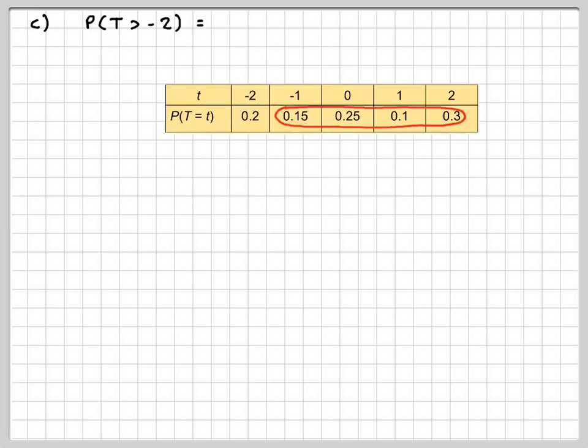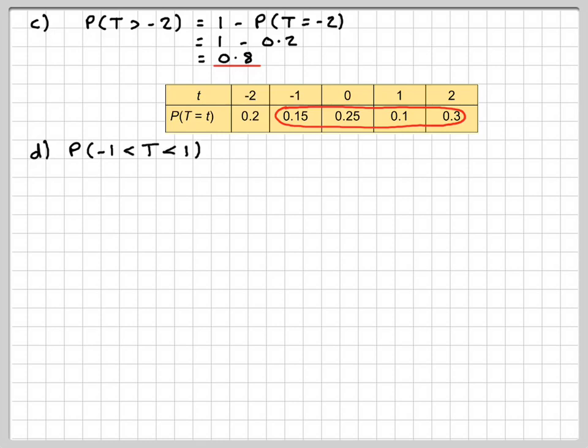The probability that t is greater than -2 is going to be all of those. Now we could add all those together, but we could consider doing it by the probability that 1 minus the probability that t is equal to -2. So it's going to be 1 minus 0.2, which is equal to 0.8. If you add these up, you will get 0.8.